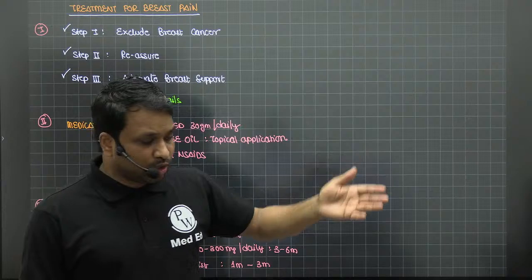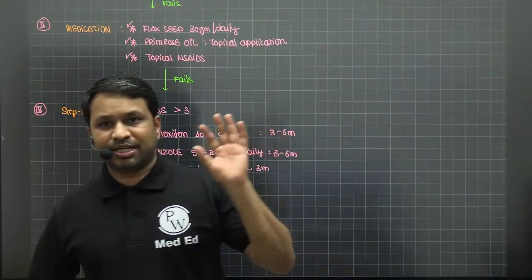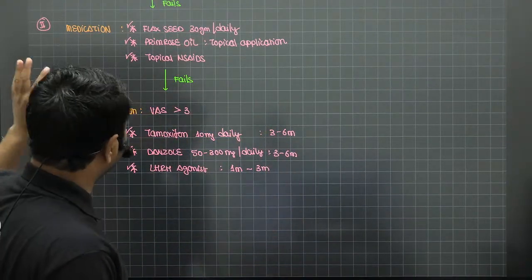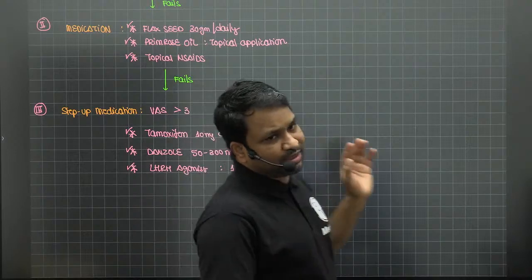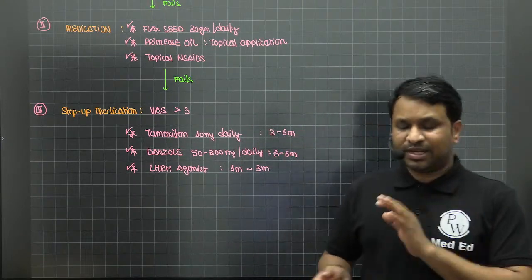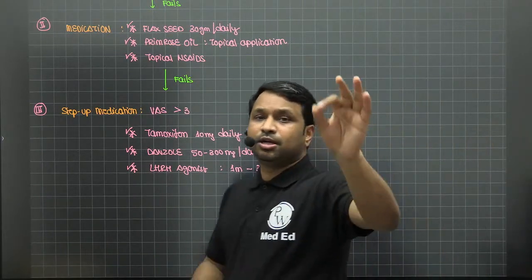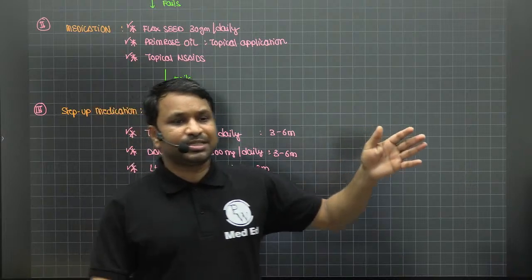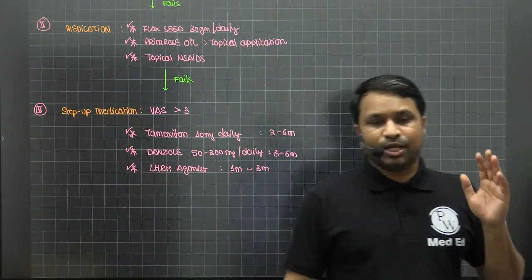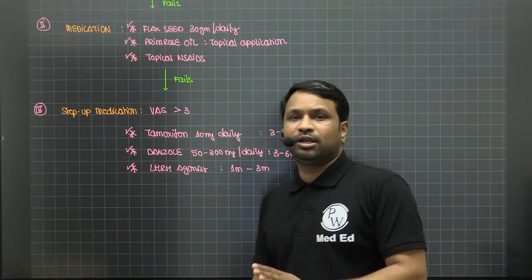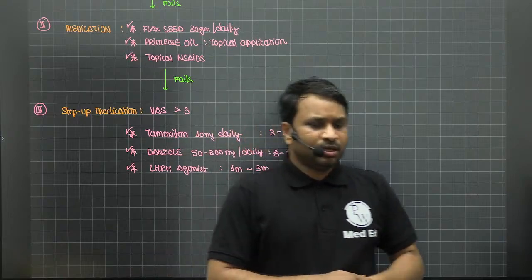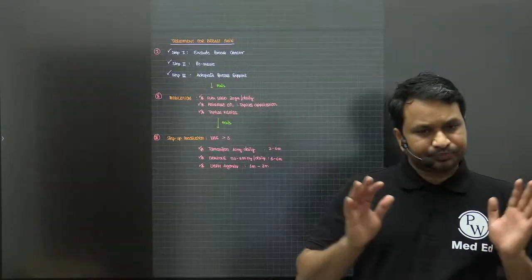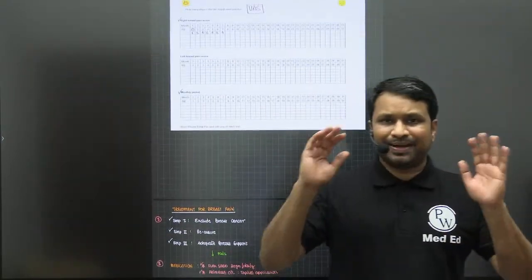If that does not work, then you have a step-up medication. The criteria for step-up medication: if you have a VAS score of more than 3, then you'll consider tamoxifen, danazol, and an LH-RH agonist. Remember, tamoxifen and danazol can be given up to 6 months. LH-RH agonist should be given only for a period of 1 to 3 months. So, it is the short duration support that you give. Clear? So, this is with respect to mastalgias.